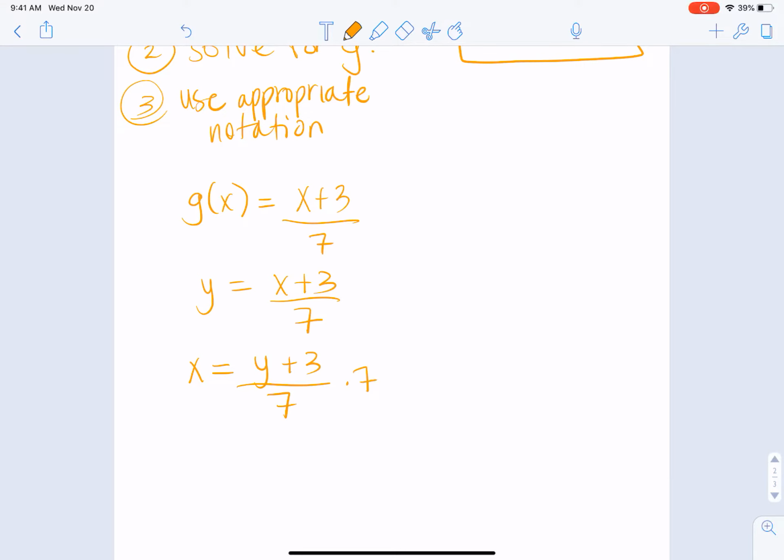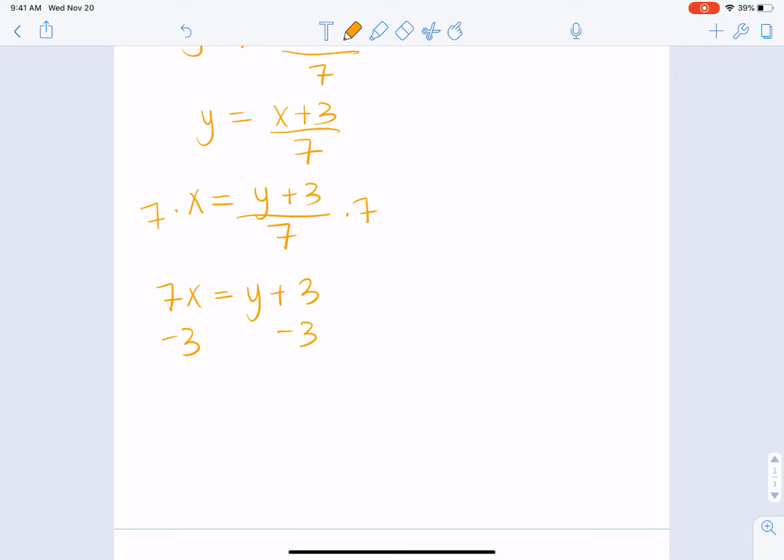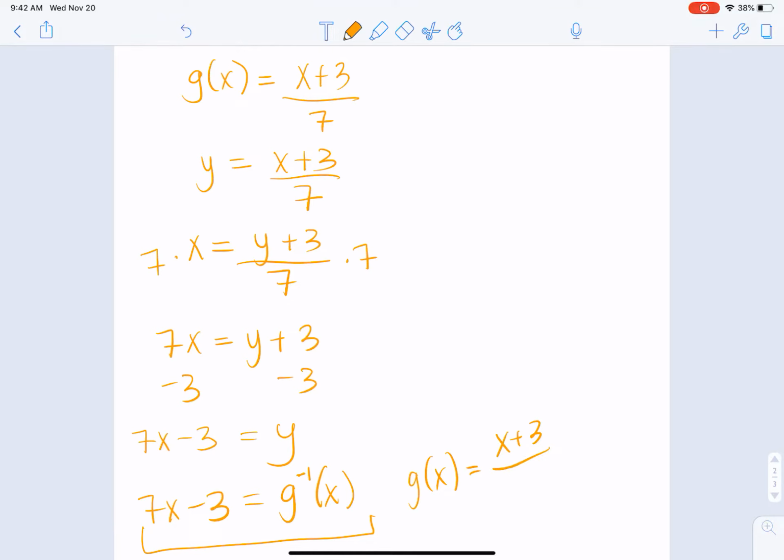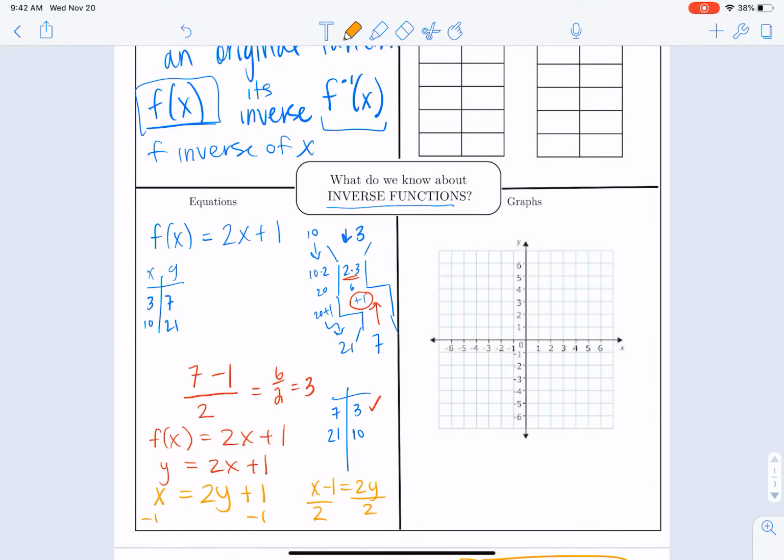I'll multiply both sides by 7, so 7x is equal to y plus 3. I want to get y alone, so I'll subtract 3 from both sides. So here I end up getting that y is equal to 7x minus 3. And I'll use my appropriate notation and say that g inverse of x is 7x minus 3. So this is the undo function for g of x, which was x plus 3 over 7. So there's a little bit about equations for you.